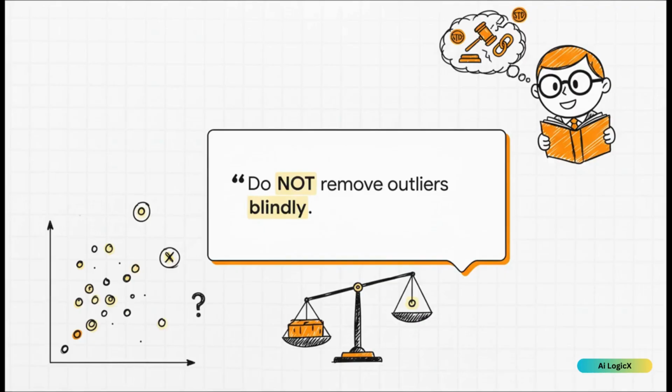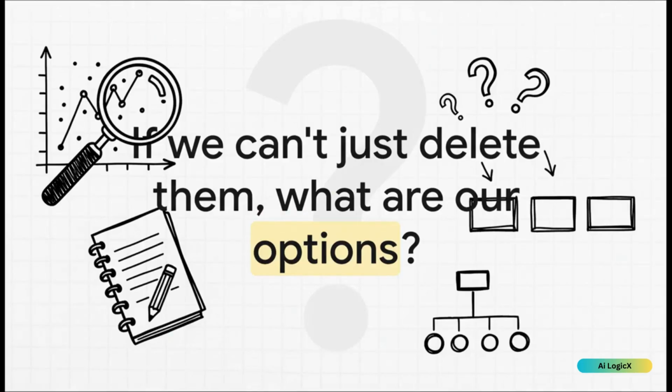It's a golden rule. Do not remove outliers blindly. This isn't a simple case of finding the odd one out and just deleting it. Sometimes, removing an outlier can be an even bigger mistake than keeping it. So, if we can't just hit the delete key every time, what are our options? Well, a good data detective always considers all the possibilities before making that final call.